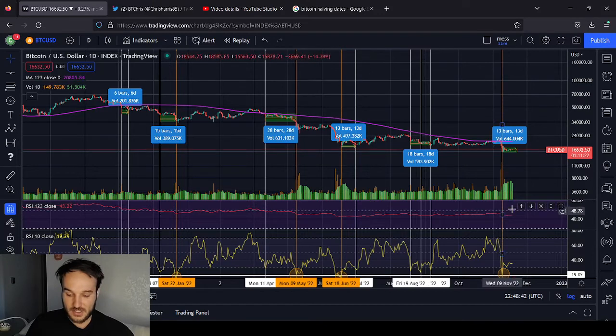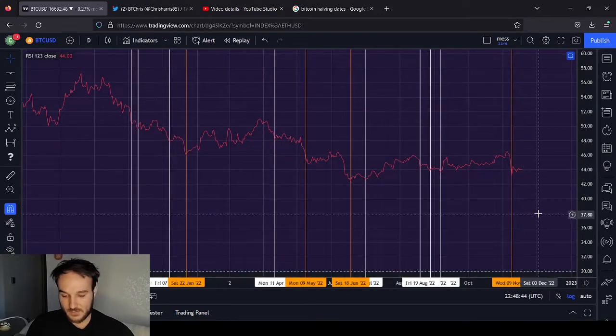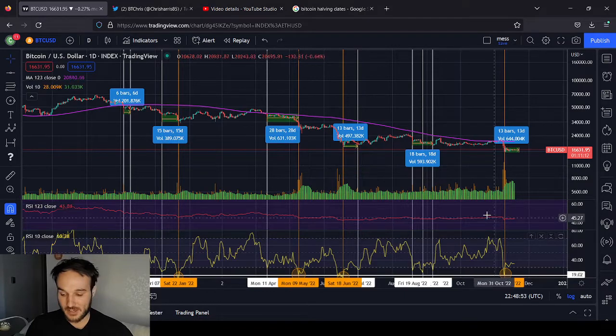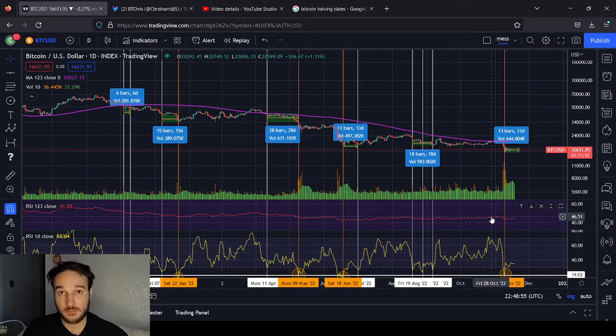The long-term RSI is pretty easy to understand. Essentially, if you're above the 50, good. If you're below the 50, bad. Other than that, the oversold and overbought zones are to be taken more seriously as well. Other than that, it's a pretty simple thing.